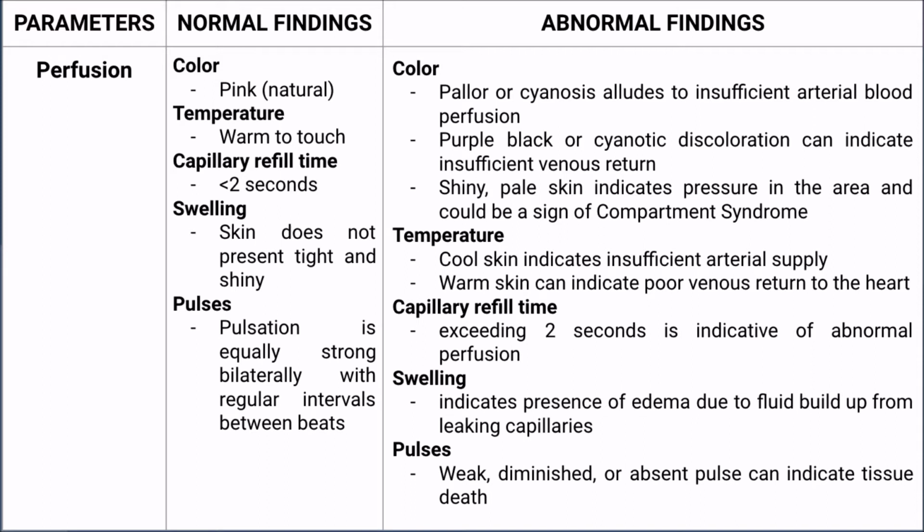First, for the color, pallor or cyanosis alludes to insufficient arterial blood perfusion. Purple-black or cyanotic discoloration can indicate insufficient venous return. Shiny, pale skin indicates pressure in the area and can be a sign of compartment syndrome. For temperature, cool skin indicates insufficient arterial supply, while warm skin indicates poor venous return to the heart.